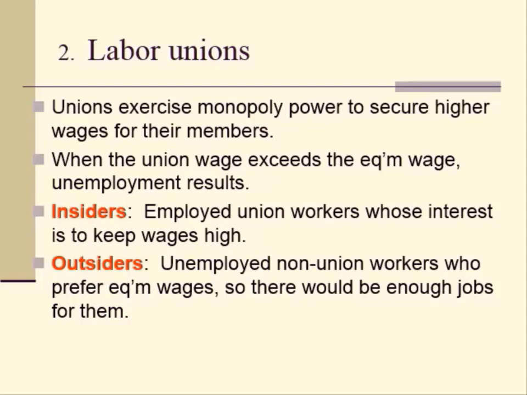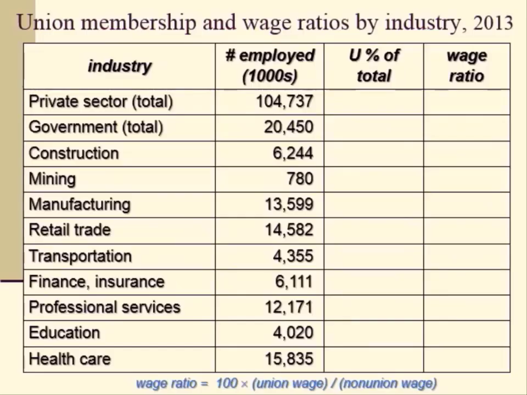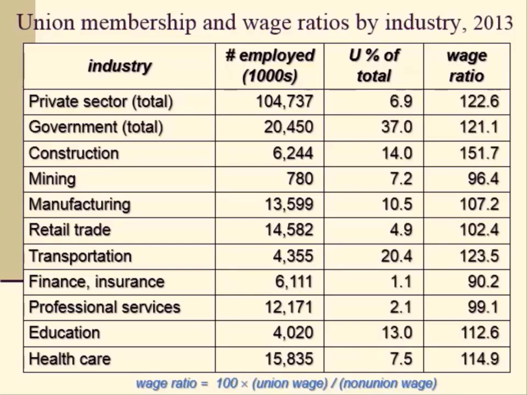So let's look at actual data to test these two implications. We can construct the wage ratio, which is equal to average weekly earnings of union members over average weekly earnings of non-union members times 100. And by constructing the wage ratio, we can test the two implications I just mentioned. Based on these data of union membership and wage ratio by industry in 2013, the first implication is that union members' average earnings should be higher than non-union members' average earnings. And you look at the wage ratio to find that.